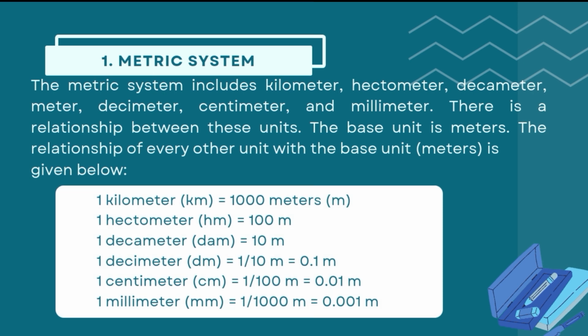So we have here 1 kilometer is equivalent to 1,000 meters, 1 hectometer is equivalent to 100 meters, 1 decameter is equal to 10 meters, 1 decimeter is equal to 1 over 10 meter or 0.1 meter in decimal, 1 centimeter is equal to 1 over 100 meter or 0.01 meter in decimal, and 1 millimeter is equal to 1 over 1000 meter or 0.001 meter in decimal. So you have to remember these dimensions.